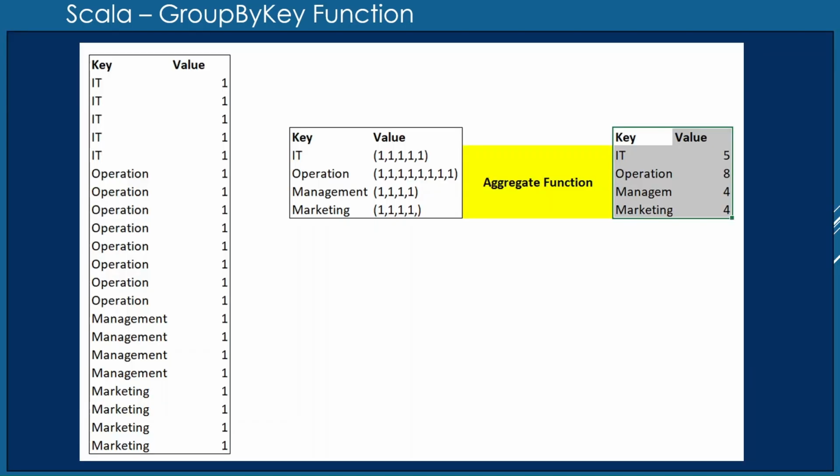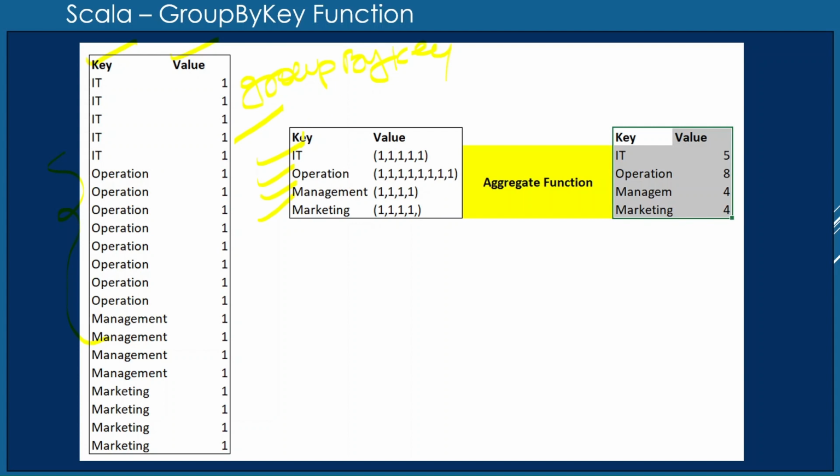Let's understand GroupByKey with the help of this pictorial representation. The data is going to be in the form of key and value. When we apply the GroupByKey function, it will group the data based on the key. The keys here are IT, operation, management and marketing. There are four unique keys present in this data.